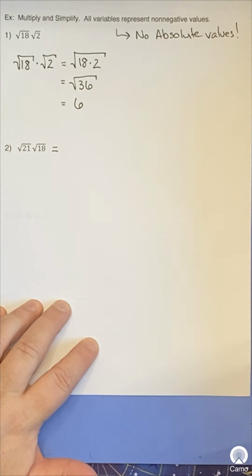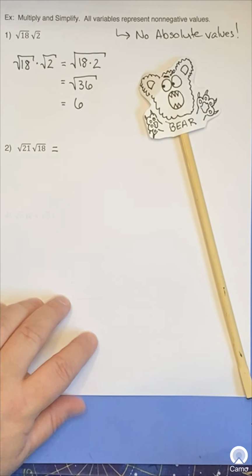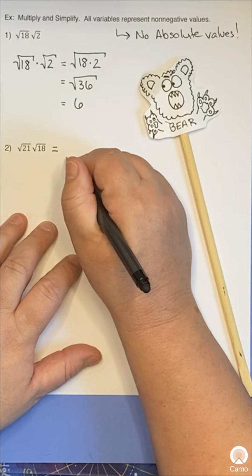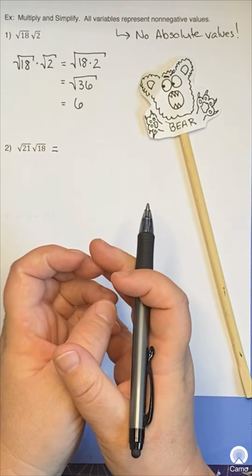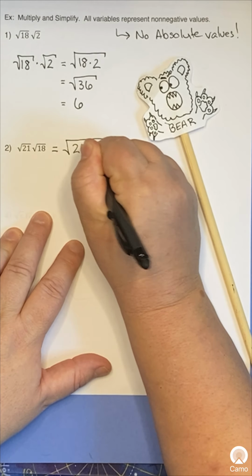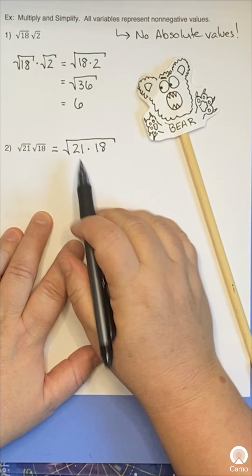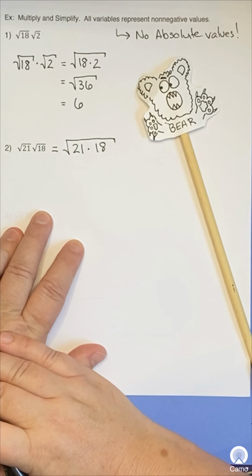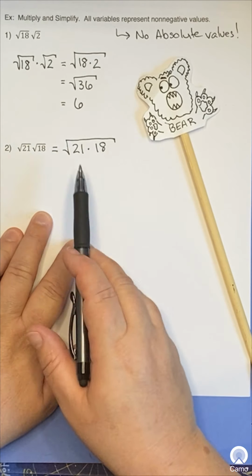So, let's go in. Let's invite Square Bear back. Rawr. Remember, I'm going to simplify things by bringing everyone into one cabin. So I've got 21 times 18. When I multiply, I get 378. But unlike the last one, this is not a perfect square, so it's not going to help us.